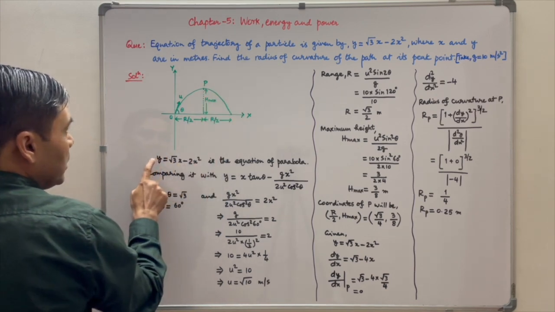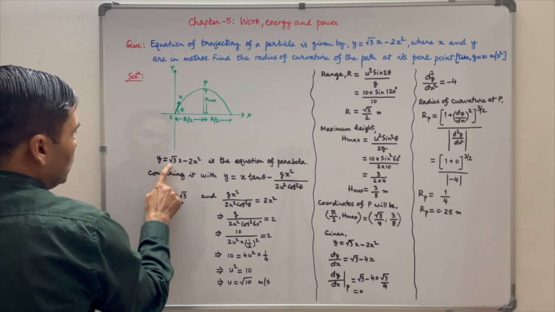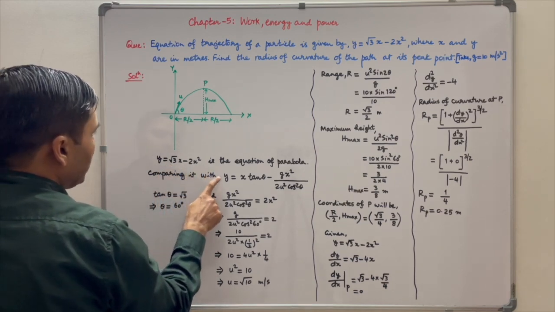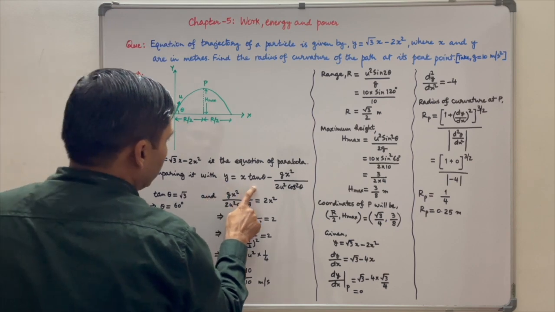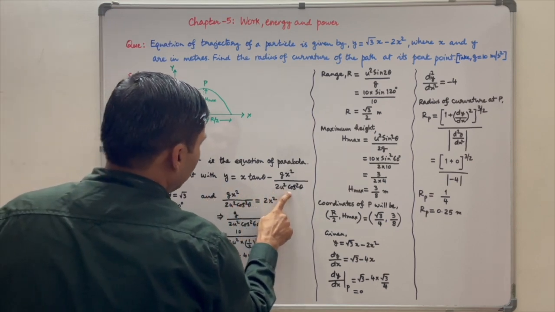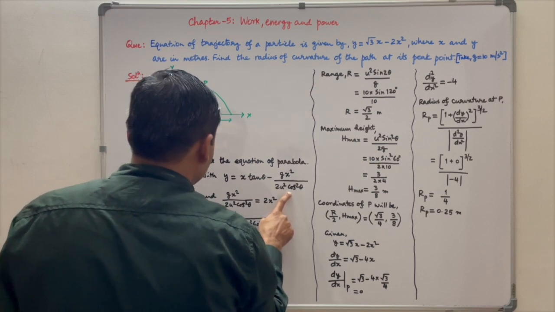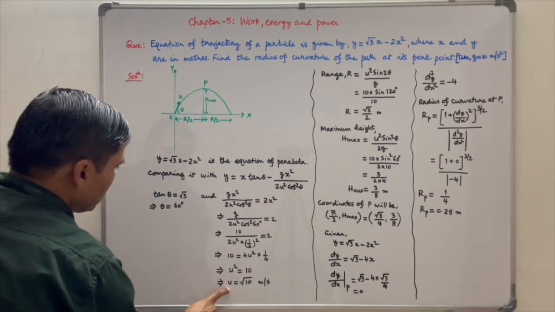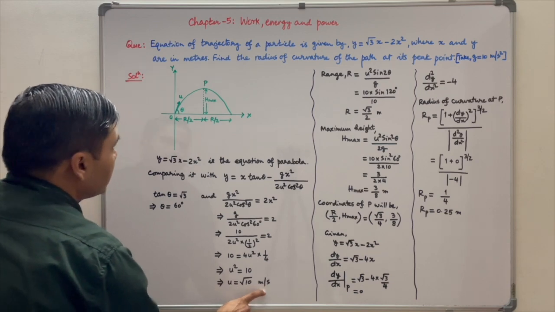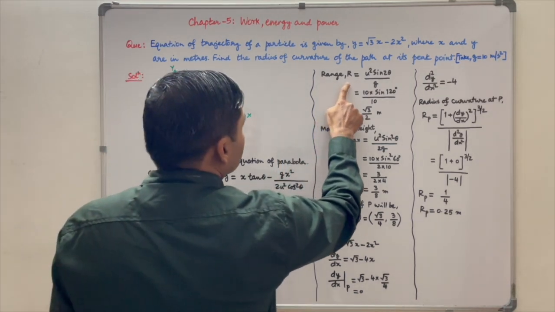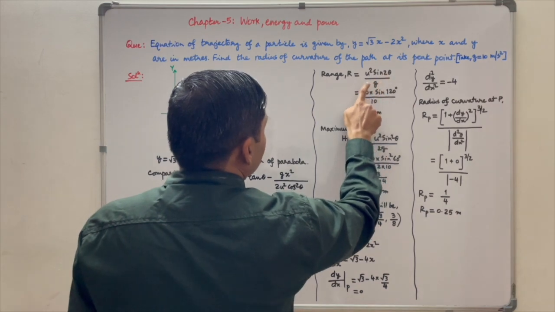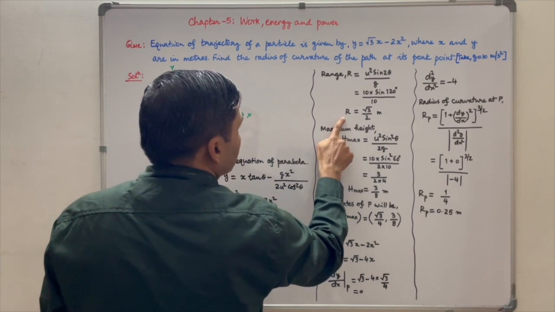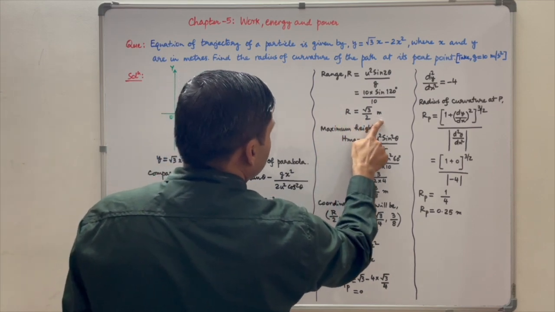So compare the given equation of trajectory y is equal to root 3 x minus 2x square with the equation of trajectory of a parabola, y is equal to x tan theta minus g x square upon 2 u square cos square theta. So we will get theta is equal to 60 degrees and u is equal to root 10 meter per second. So range R is equal to u square sine 2 theta upon g. Take g is equal to 10 meter per second square. So range R is equal to root 3 by 2 meter.